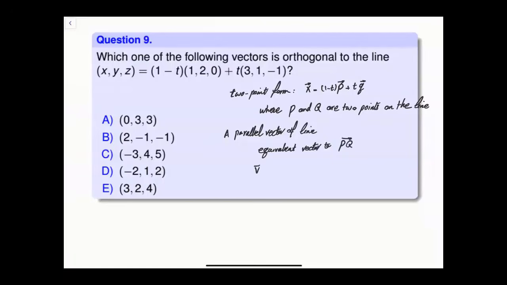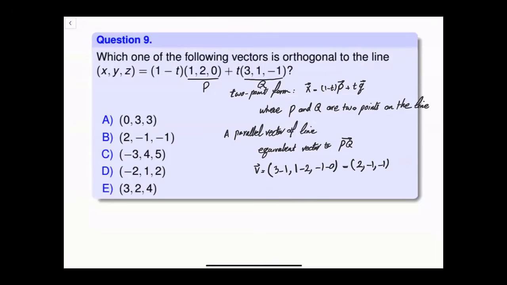So in this case, the parallel vector, we usually use V for that, is equivalent to the directed line segment PQ. Well, in this case, you see P is this, Q is that. So we have the first component of the endpoint minus the first component of the starting point, and you repeat it for the second component and the third component. So we get 2, -1, and -1.